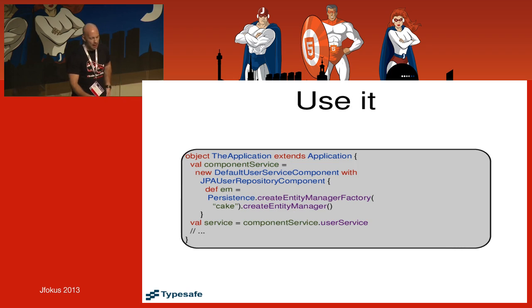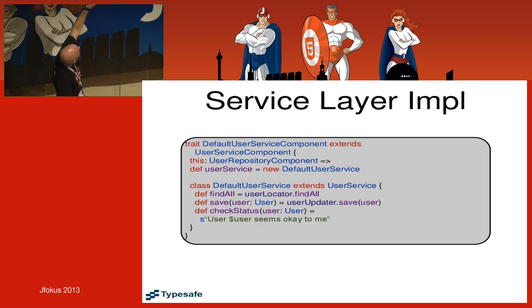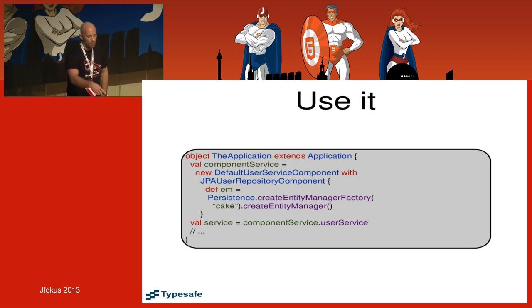Okay, so here's how to use it. We have an application, and now we're cooking the whole cake here. We're creating a component service with the default user service component and with the JPA user repository component. And if you remember, for the JPA user repository component, you had to provide an entity manager. So that's what we're doing. We're providing the entity manager as well. And then we're free to use the service, whatever service we want to use, the three methods that were provided. So you're deferring the actual implementations to when you're using it. In the lower layers, you don't know exactly what implementation is being used. That's deferred to the last layer where you want to use it.